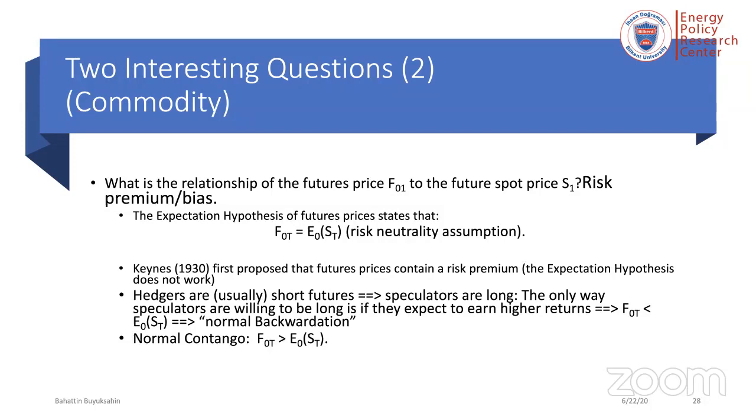Basically, we are talking about hedgers. They are usually short futures, and the speculators are long. The only way speculators are willing to be long is if they expect to earn higher returns. Basically, the future prices being offered now should be lower than the expected spot price. If speculators are expecting a higher spot price in the future, then they should go long. This is also called normal backwardation.